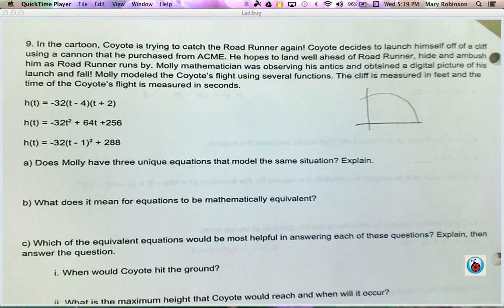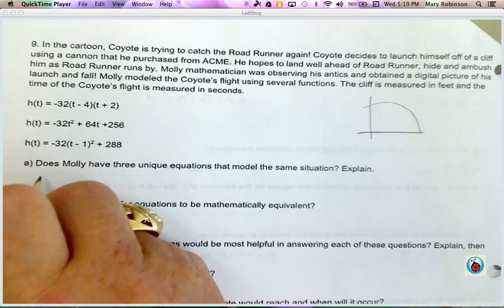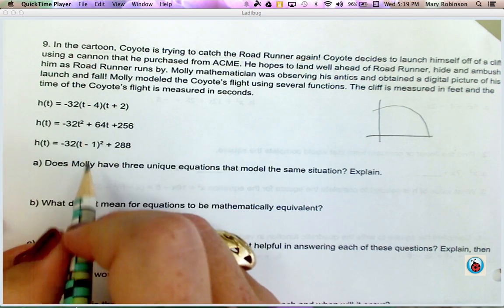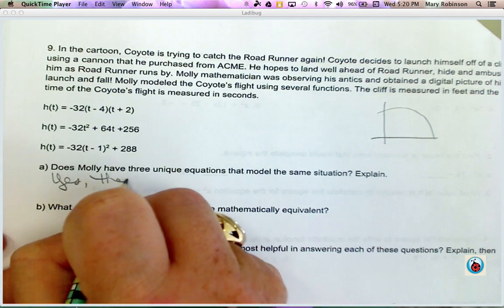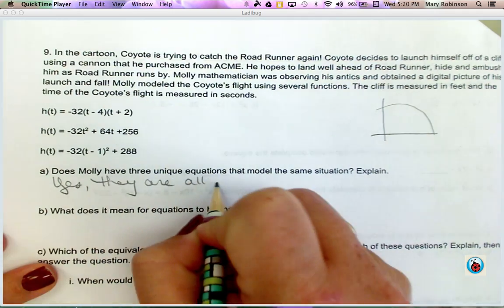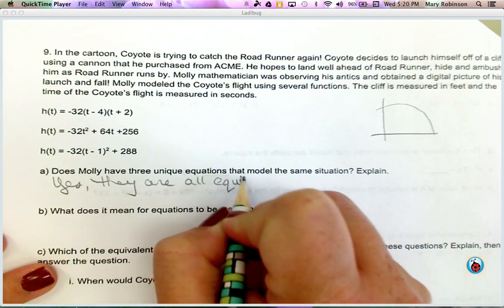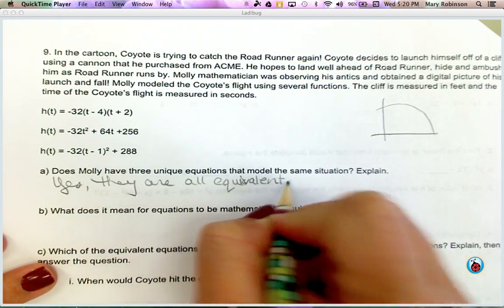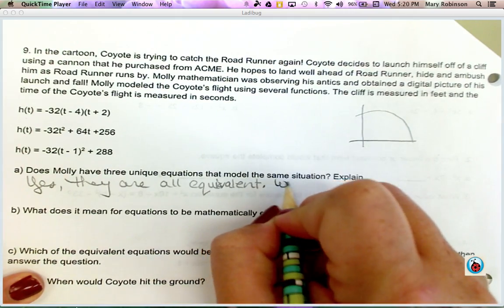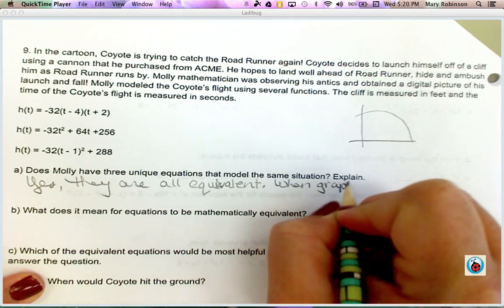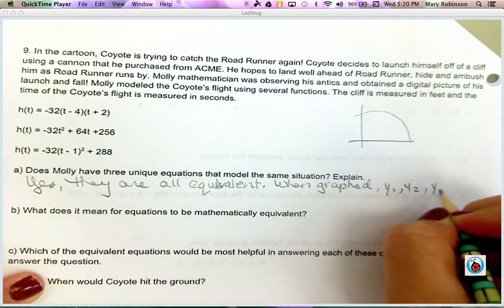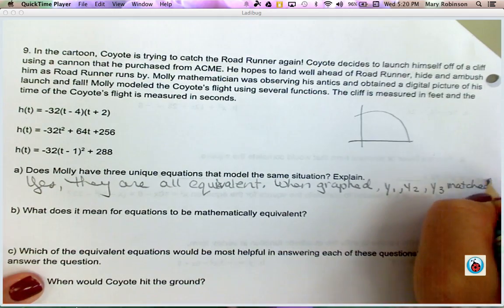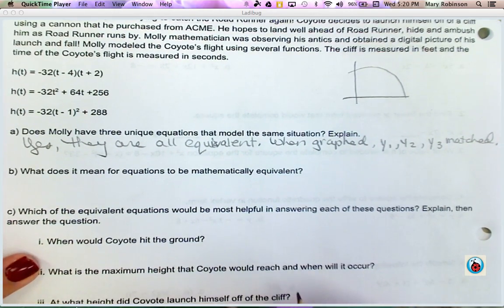So to answer this question, I would expect you to state something about them being equivalent. So does she have 3 unique equations? Yeah, they're unique because they look different, but are they the same? So yes, they are all equivalent. And you can say when graphed, so like when we try to put them in y1, y2, y3 to graph them, are y1, y2, and y3 matched? And that's good enough there to explain why they are the same.